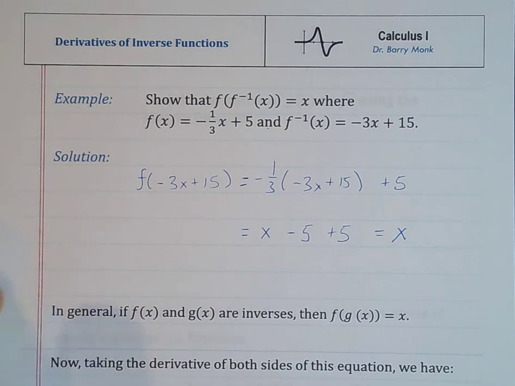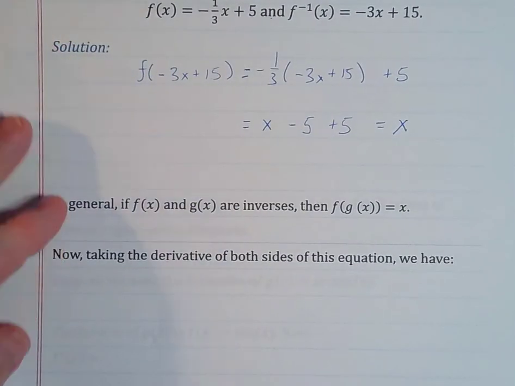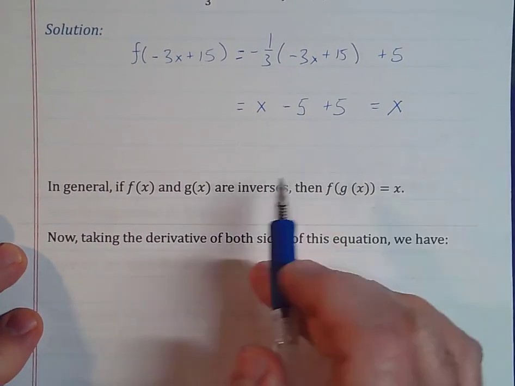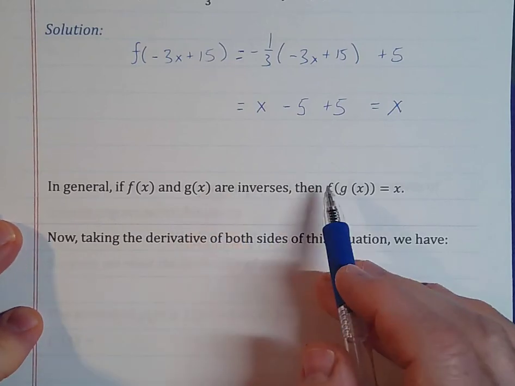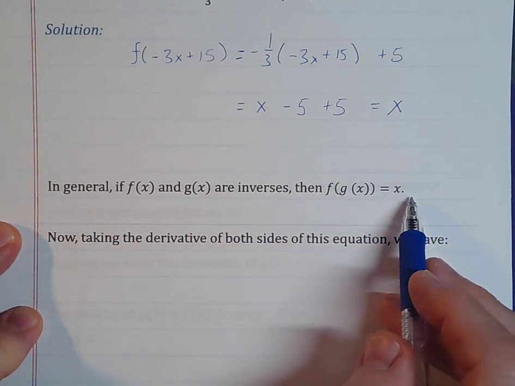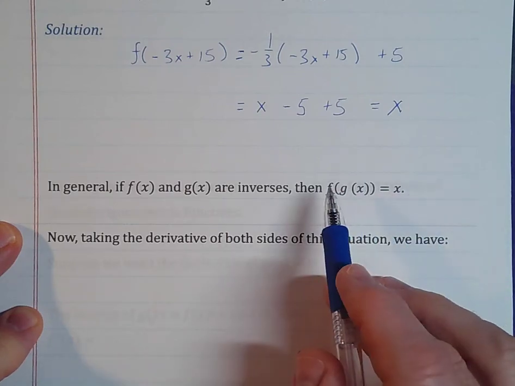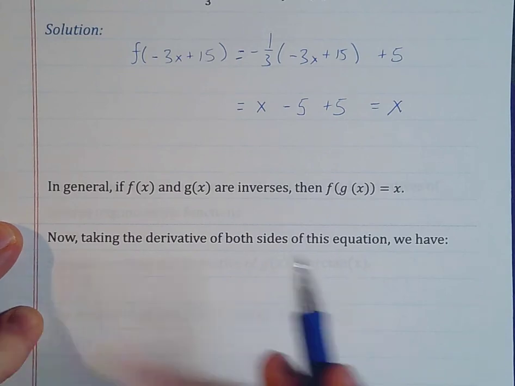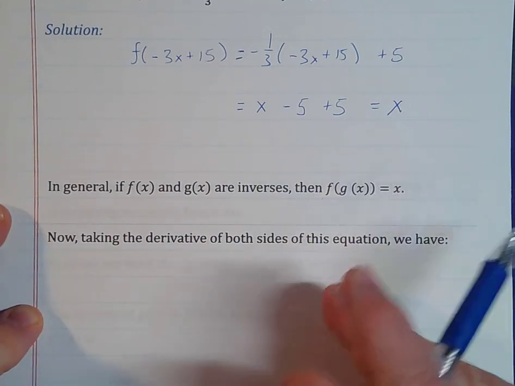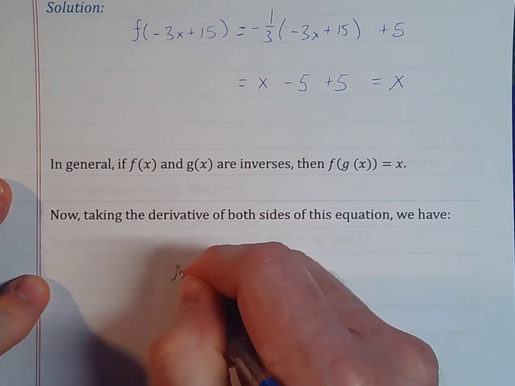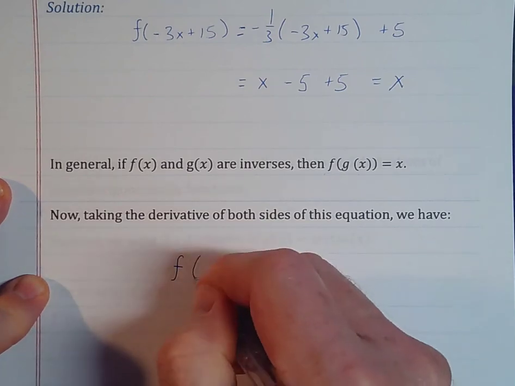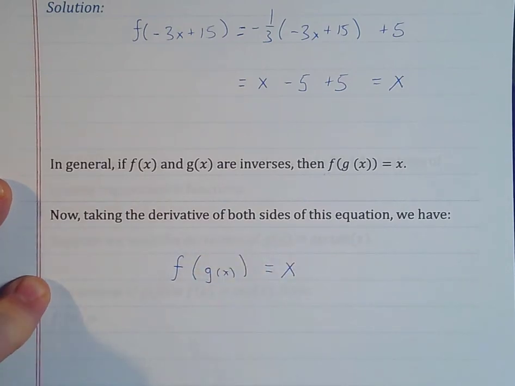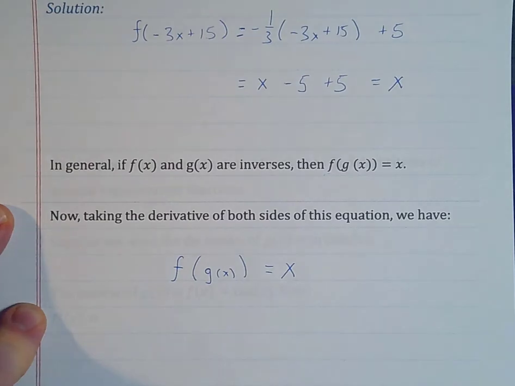In general, that's a property of inverse functions: if you take the composite, you just get x. If f of x and g of x are inverses of each other, then f of g of x is equal to x. And by the way, we could write that the other way around: g of f of x equals x. Either way, it works. This is a nice little equation right here. In fact, it's nice enough that I'm going to rewrite it: f of g of x is equal to x. And we just saw that right up here in this other example.